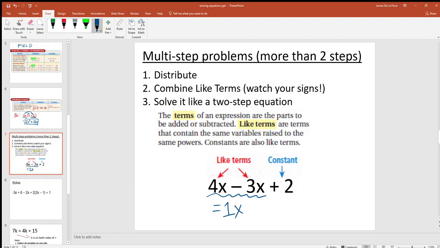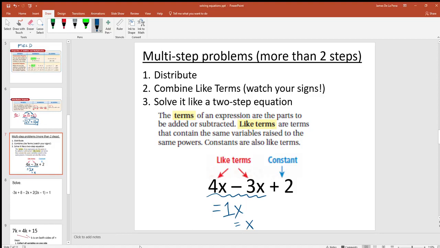Or in algebra, a lot of times we leave out the 1 at the very front, and we just write it as x. So 1x, same thing as just saying x. Other just numbers off to the side are what normally we call constants. And if we have more than one constant, then we can add those and subtract those to each other.